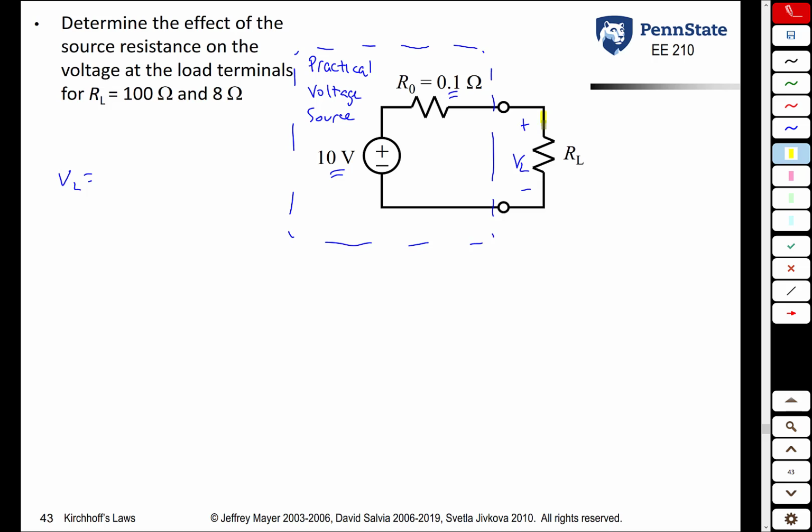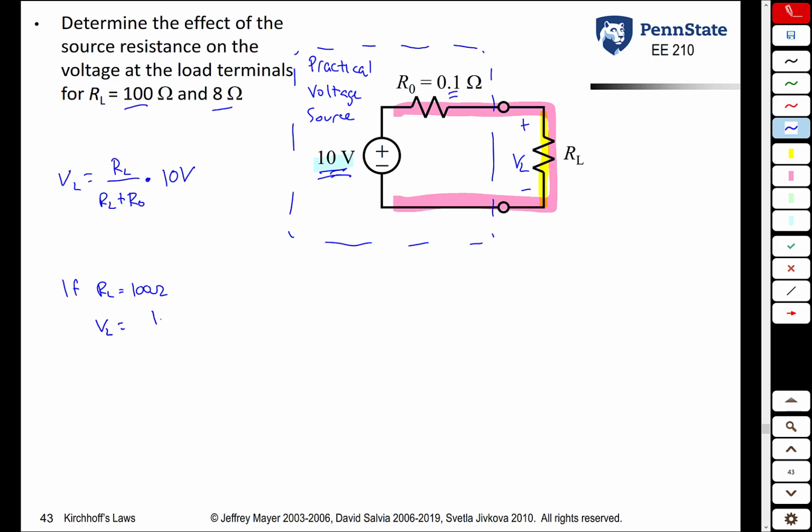It equals the load resistance divided by the load resistance plus the source resistance times the nominal voltage. So VL is going to be RL over RL plus R naught times 10 volts. So let's look at two different load resistor values, 100 ohms and 8 ohms. If the load resistance is 100 ohms, what do we get for the voltage across the load?